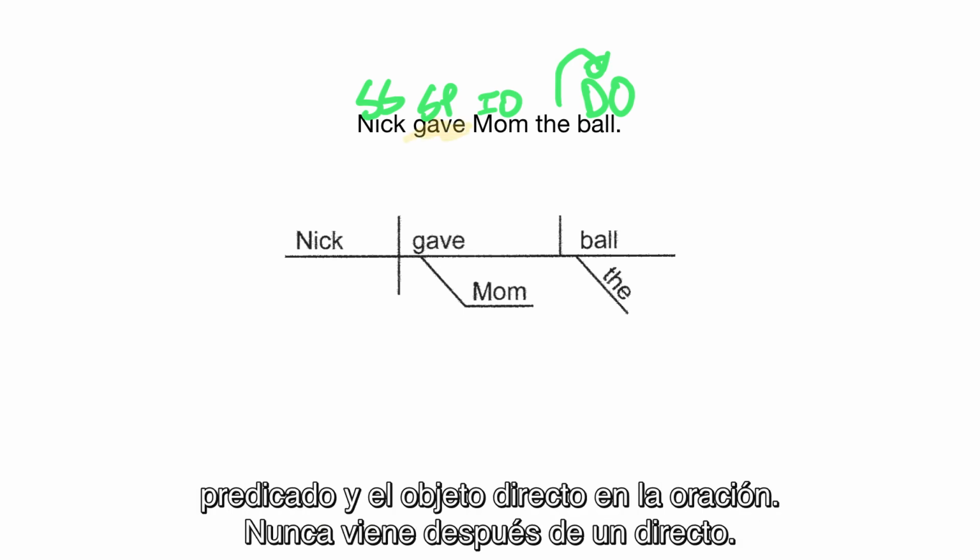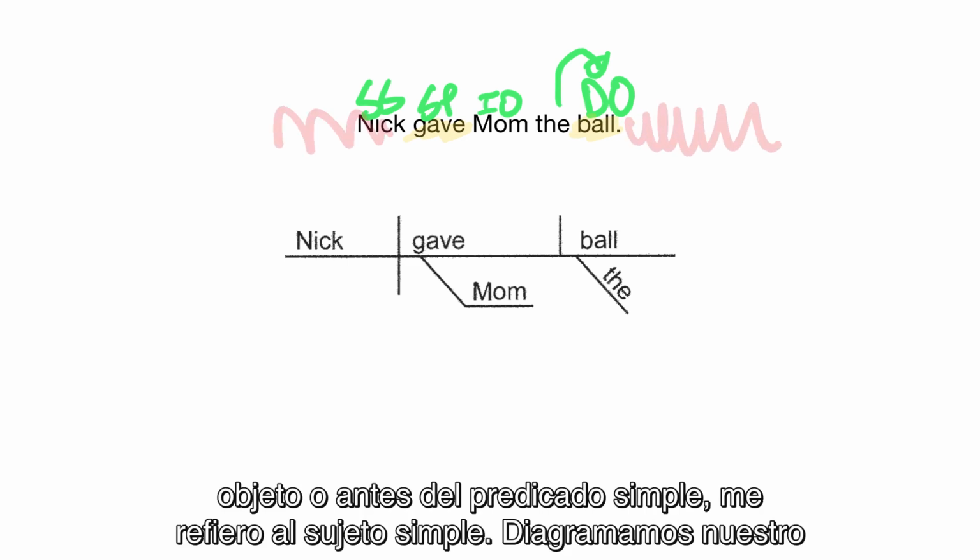The indirect object always comes somewhere between the simple predicate and the direct object in the sentence. It never comes after a direct object or before the simple predicate. The simple subject.